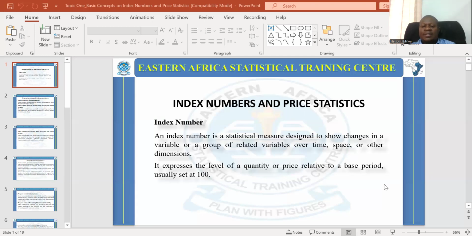Another key issue here is the base period. In order to compute the index numbers, you need a reference period, where you refer. So you should have a current period and the base period, and where we set the base, we set it at 100. Then when you compute the index, you compare the change of that value from the 100, either an increase or a decrease.